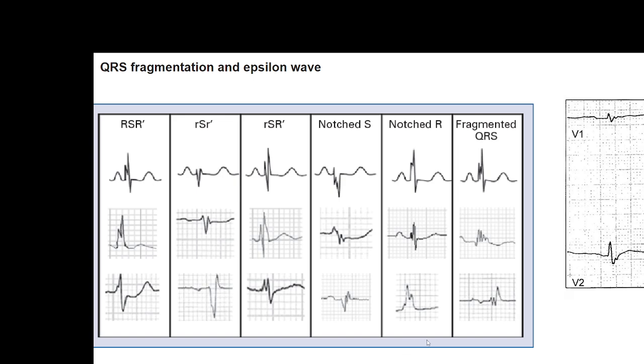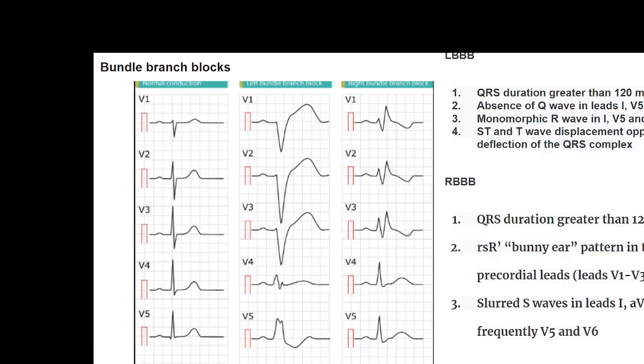This kind of presentation is named an epsilon wave, where you will have a QR wave, then the S segment has become split. So any of these variations could occur, and these are a definite evidence that the heart is not able to pump the blood properly. Then bundle branch blocks of different categories also can be a precursor to cardiac failure.